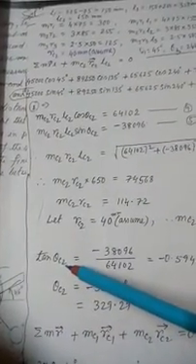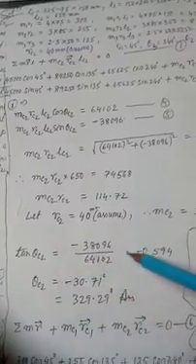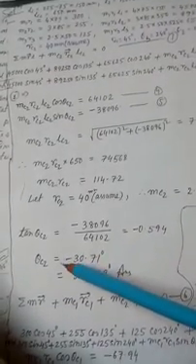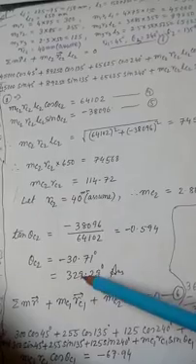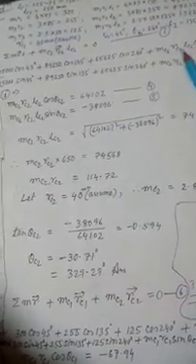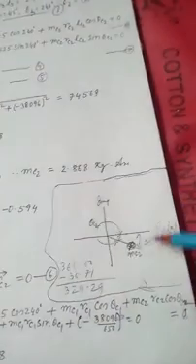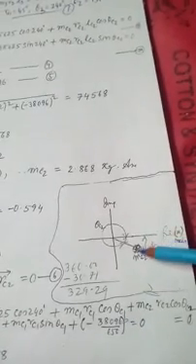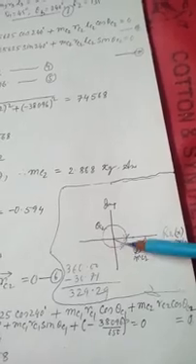Okay. Now theta C2. So theta C2 is this. Okay, and this will be the position of MC2 and this will be theta C2.